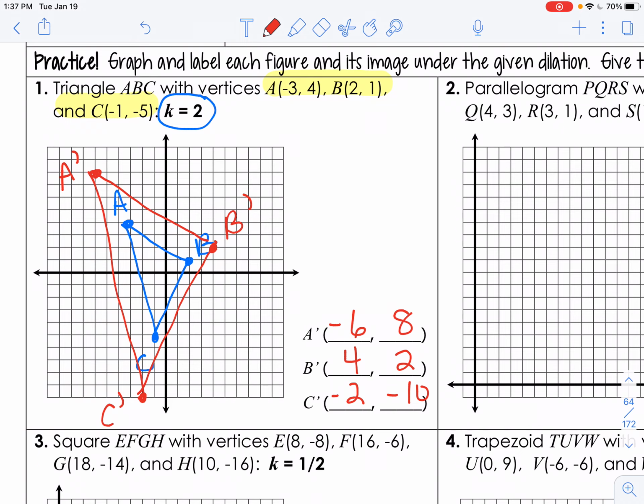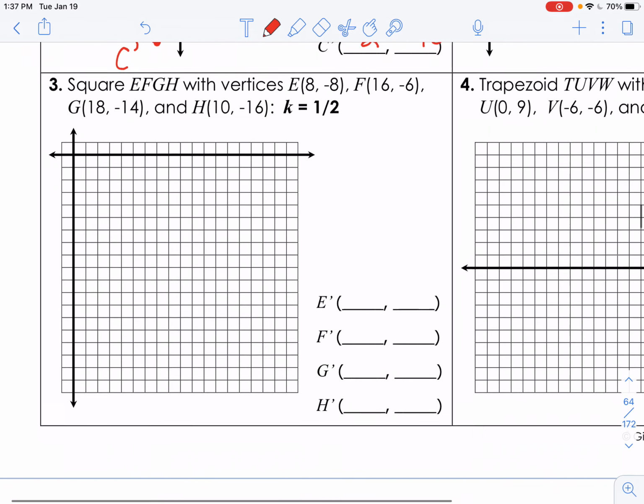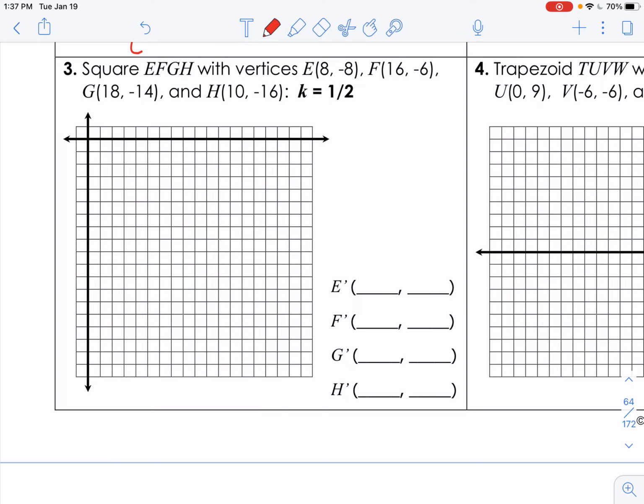All right, very good. Let's go down to number 3. Okay, number 3 says square EFGH and has the 4 vertices. And it looks like this time our scale factor is 1/2. So that number is less than 1. So you should have an idea of is it going to get bigger or smaller.